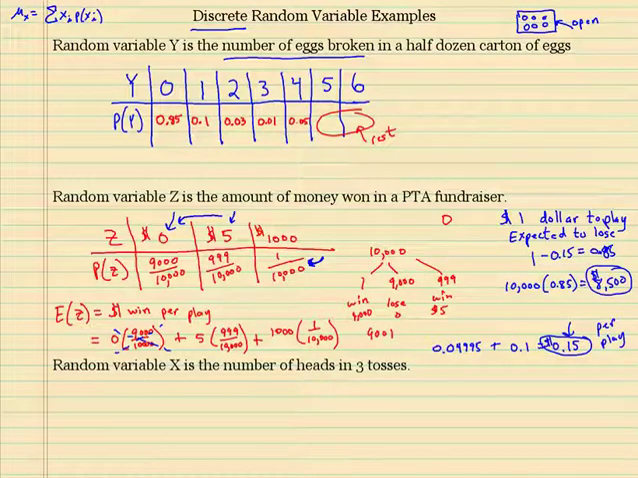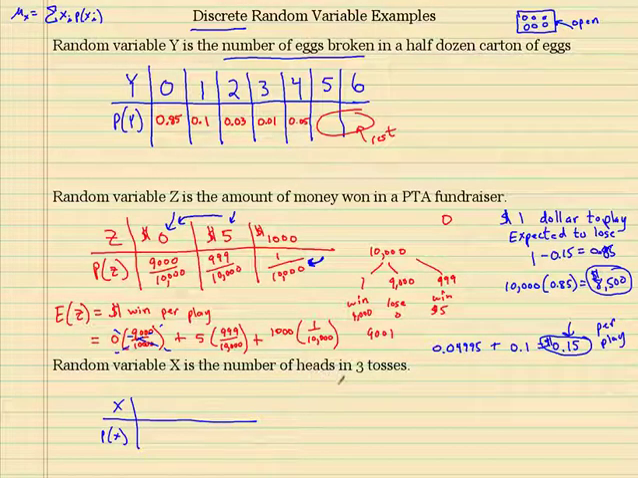Okay, so I'm not going to do this one out, but I'll just write the possibilities. If you toss a coin 3 times, random variable x is the number of heads in 3 tosses. So it's not heads, heads, heads. These have to be numbers. If you toss it 3 times, can you get no heads? Yes. No heads means all tails.